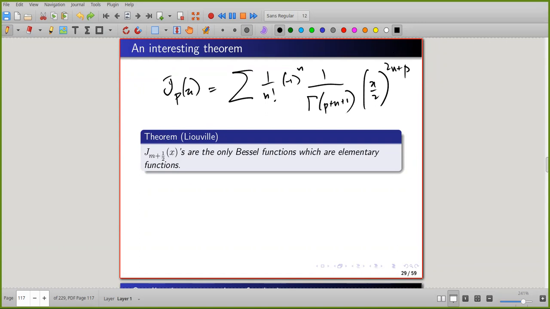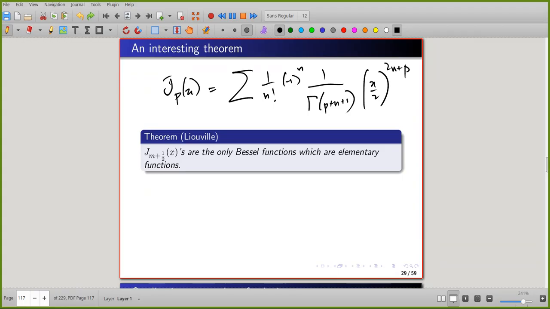So this is a really nice theorem. How would you prove that if p is of the form m plus half, then J_p(x) is an elementary function?